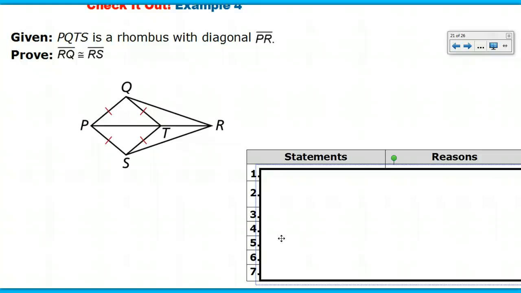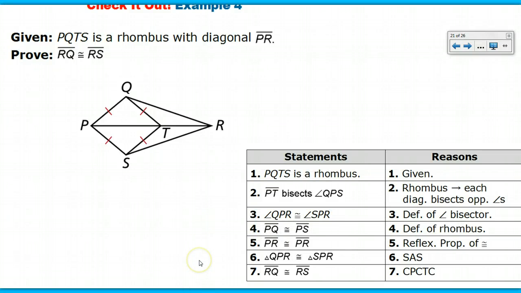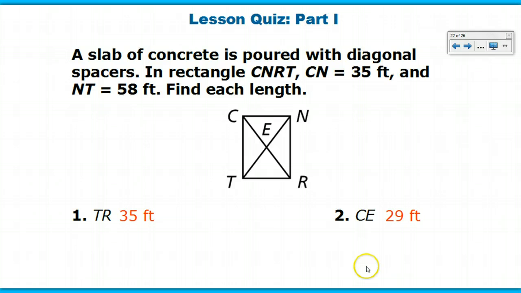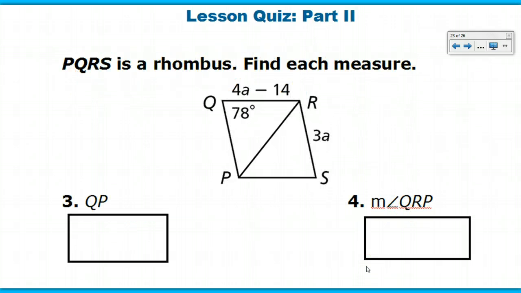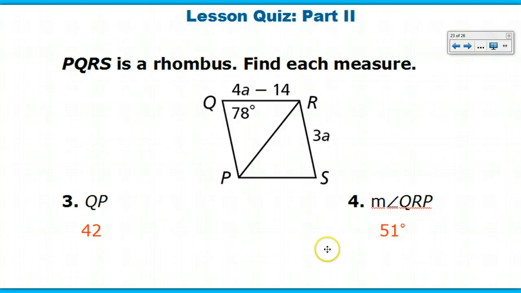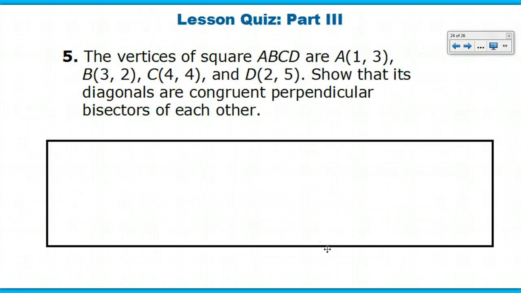Okay, if you're back, then you should have something like this. And to wrap things up, try this lesson quiz. Come back and check your work. TR is 35 feet, and CE is 29 feet. And part 2, number 3, QP, pause, come back when you're ready. QP is 42, and the measure of QRP is 51 degrees.